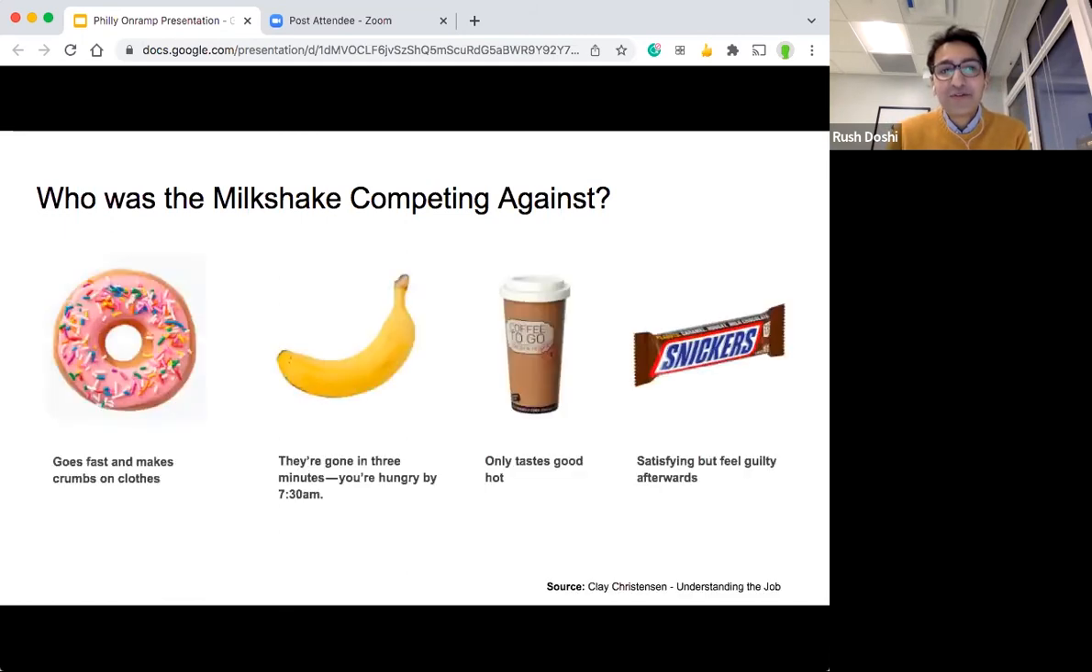You're absolutely right. Some of the main things the milkshake was competing against were a donut, a banana, coffee, and a Snickers bar. But here are some of the things that made these less than ideal. A donut, you can finish pretty fast and it may make some crumbs. A banana, again, you're done in 3 minutes, so with a 20, 25-minute commute, it's not going to do the job. The coffee is great, but it only tastes good when it's hot. And with the Snickers, there's a little bit of guilt in eating a candy bar in the morning.